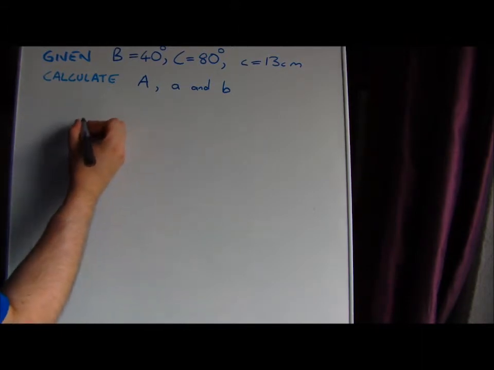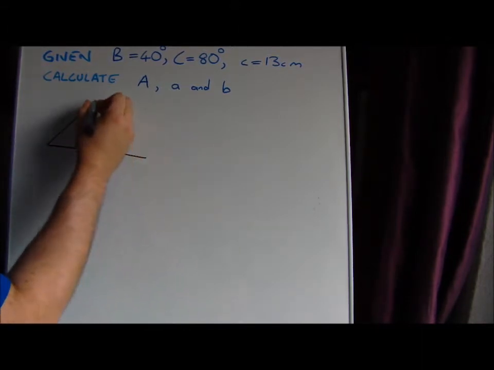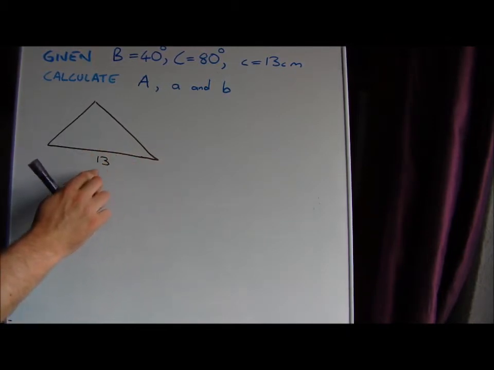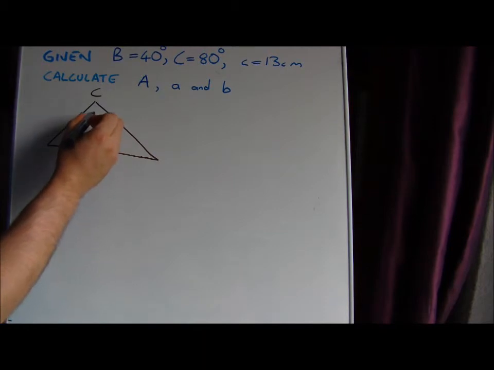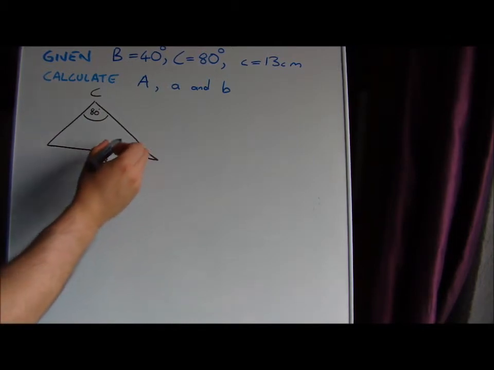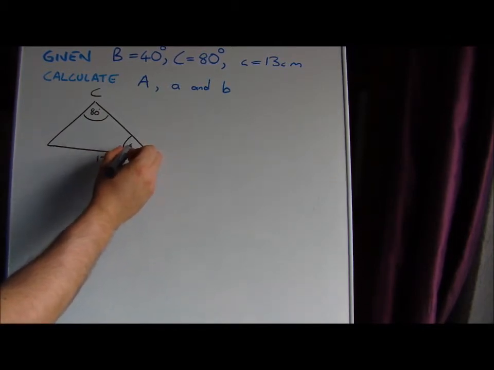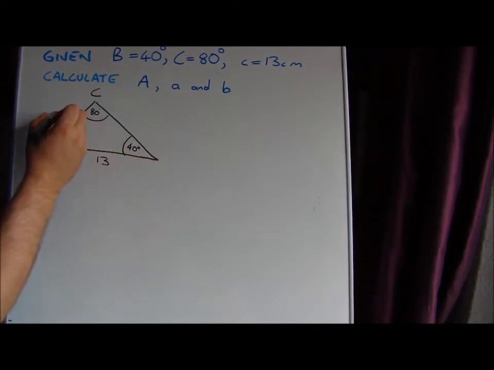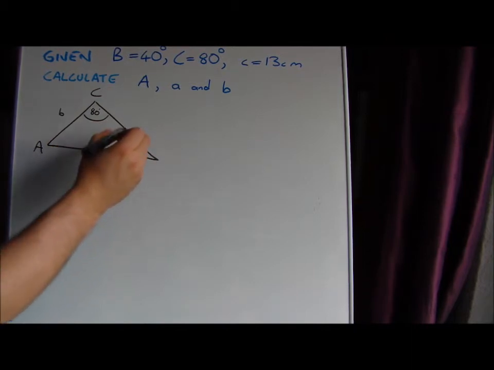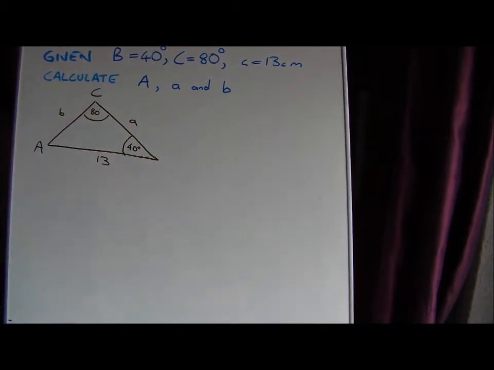We'll draw a quick sketch to represent the situation, so don't worry if it's not too accurate. We're going to call this one 13 centimeters. Now, since that's side C, this must be angle C opposite, and the question tells us that it's 80 degrees. We're also given angle B, so let's call that one B. So we'll have 40 degrees. That means this is side B opposite. This must be angle A, and this must be side A.